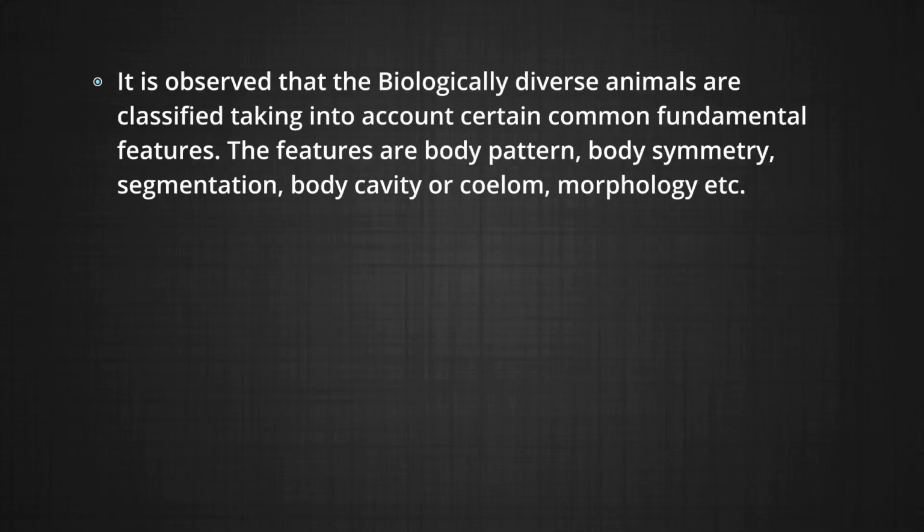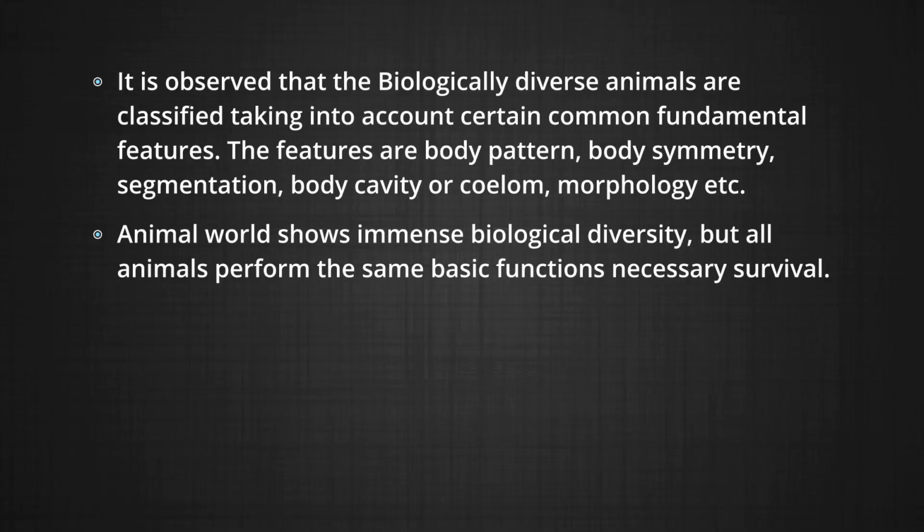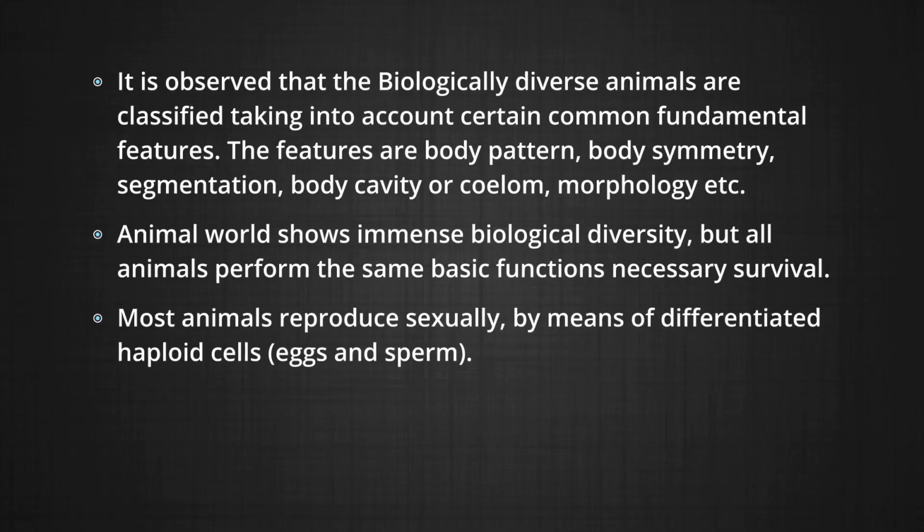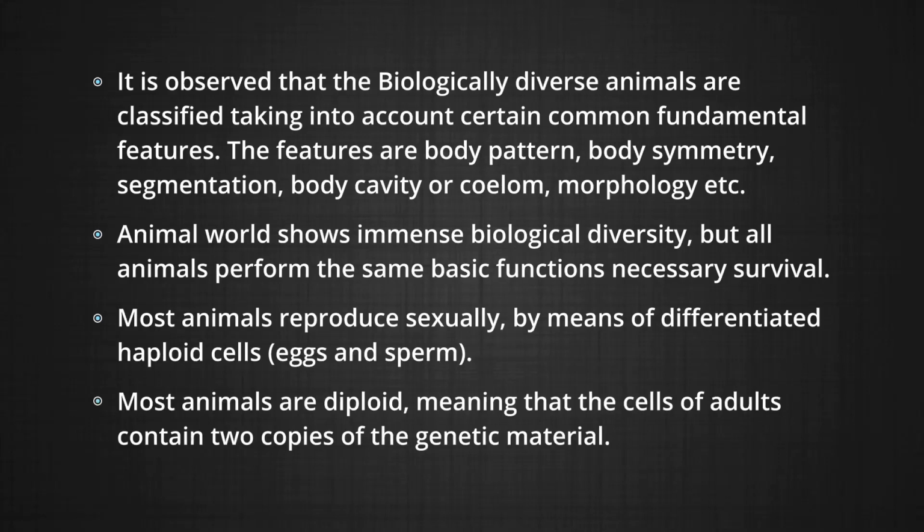It is observed that the biologically diverse animals are classified taking into account certain common fundamental features. The features are body pattern, body symmetry, body segmentation, body cavity or coelom, morphology, etc. The animal world shows immense biological diversity, but all animals perform the same basic functions necessary for survival. Most animals reproduce sexually by means of differentiated haploid cells, eggs and sperms. Most animals are diploid, meaning that the cells of adults contain two copies of genetic material. Sexual reproduction occurs by gamete formation in specialized organs called gonads.